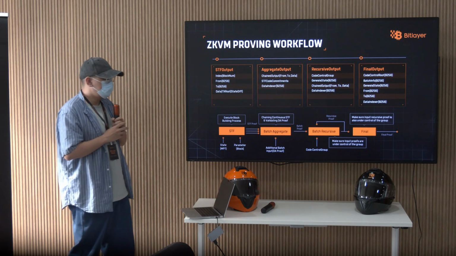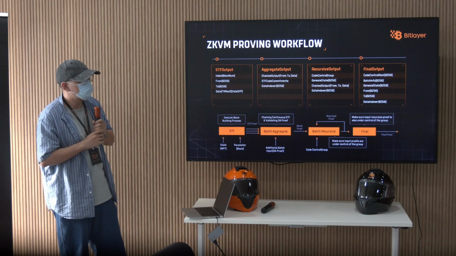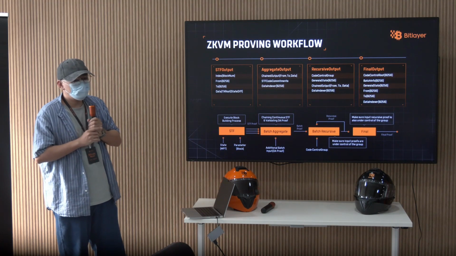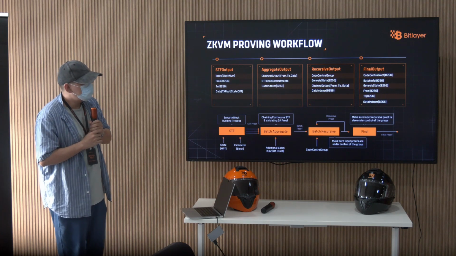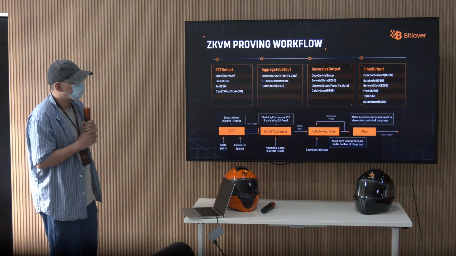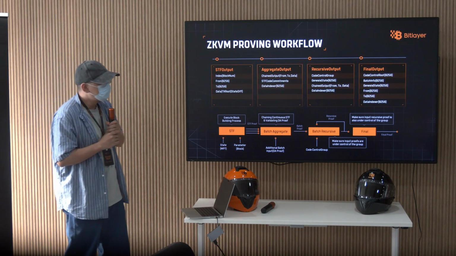Also, an additional DA proof is provided here to make sure that this batch is already settled on the DA layer. Then this batch proof will be input into the next stage called batch recursive.